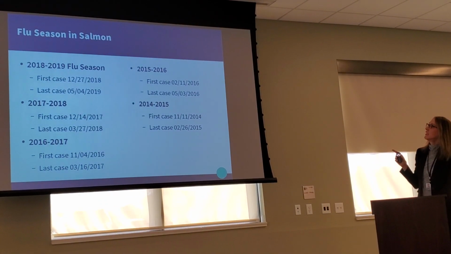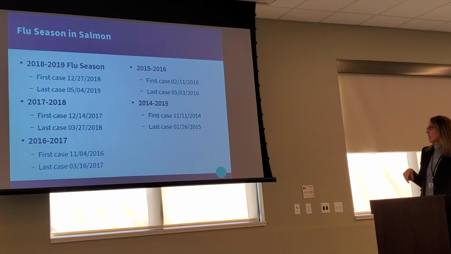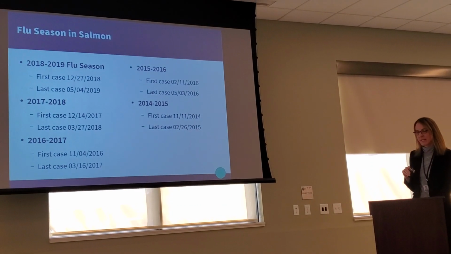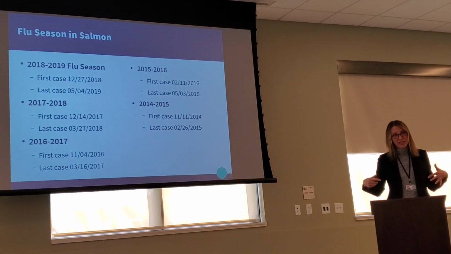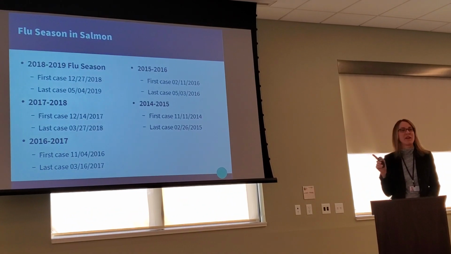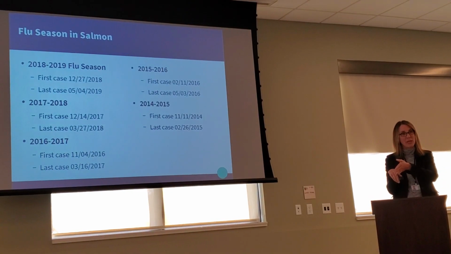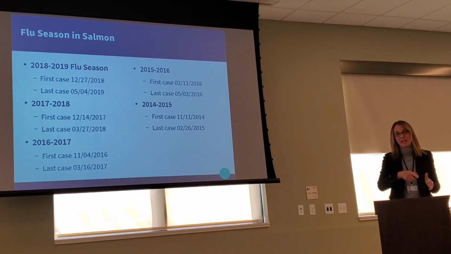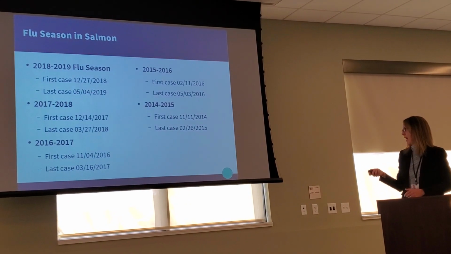The year before, first case February 11th, last case May 3rd, and in 14-15, first case was November 11th, and last case was February 26th. So our flu season is kind of November through May. Since I'm probably going to see a lot of flu patients in the walk-in clinic, I'm going to shoot for getting my flu vaccine right around the middle of October, so I'll have immunity built up by the beginning of November, which is historically when we started seeing flu. And they do think that immunity can start to wane, so hopefully I'll be protected all the way through May.